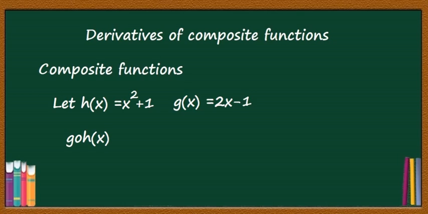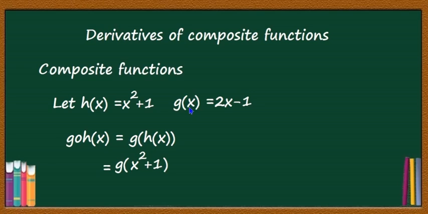The meaning of g composite h of x is equal to g of h of x, that is g of, what is h of x? H of x is equal to x square plus 1. Replace h of x by x square plus 1. You will have g of x square plus 1. What is g of x? G of x is equal to 2x minus 1.